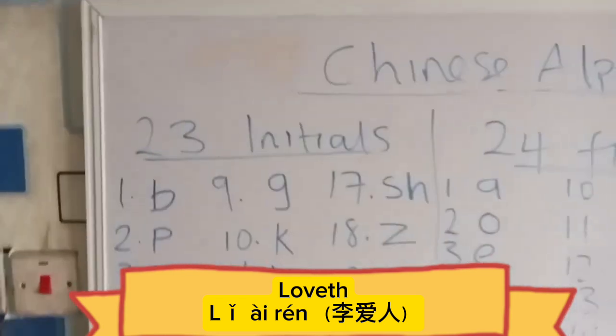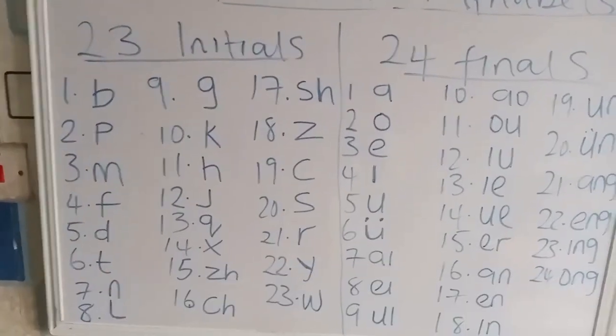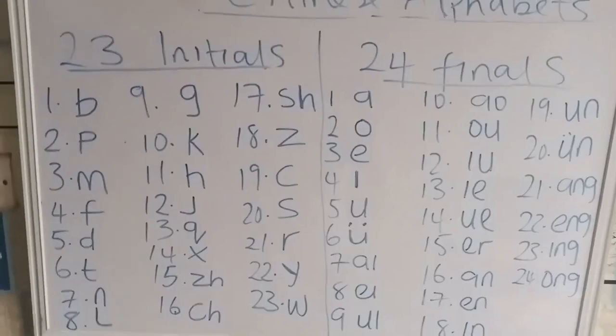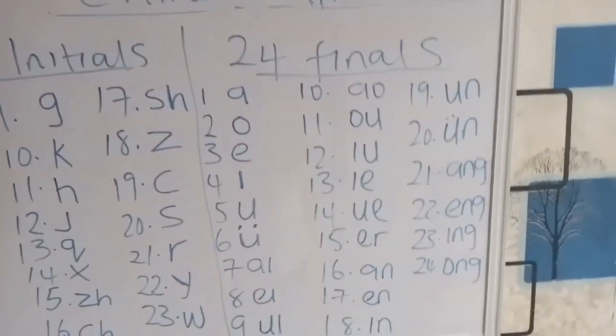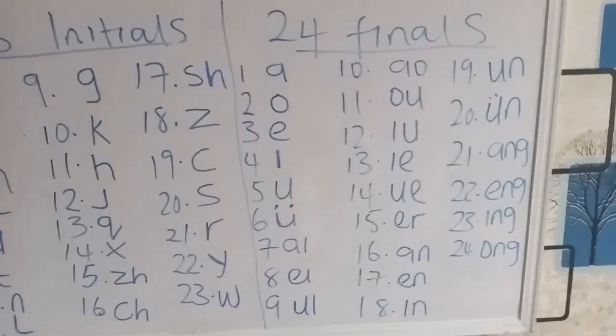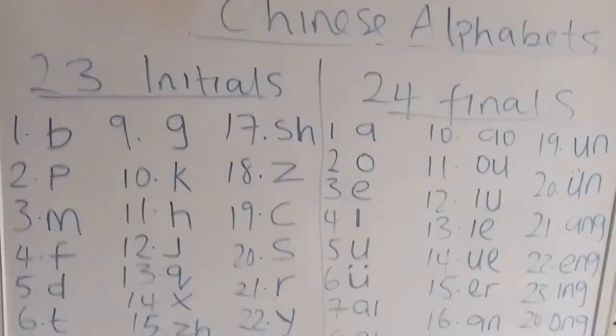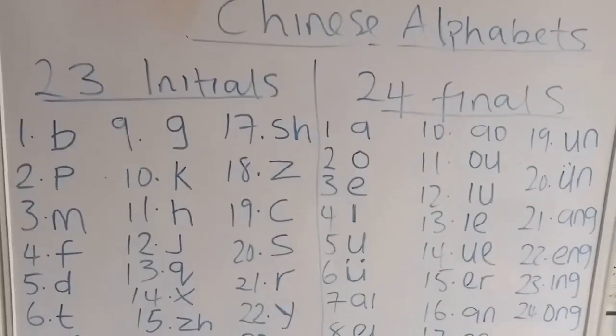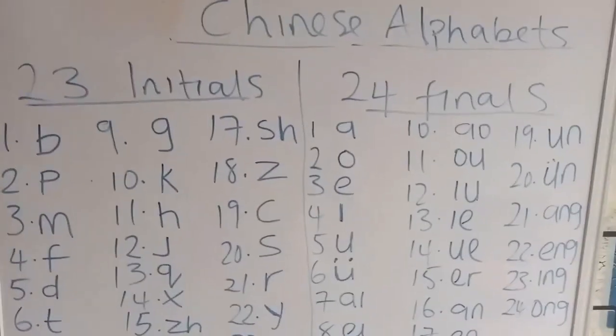Chinese alphabets. These are the 23 initials. Remember I said initials are consonants. Then 24 finals. And remember I said finals are vowels. We're not doing the 47 at a go. We are going to do this in 2-3 batches maybe.